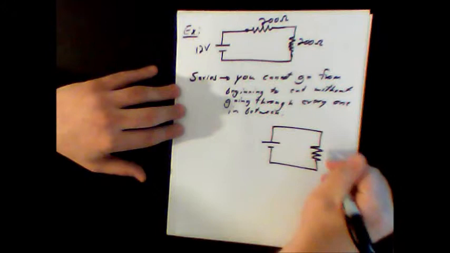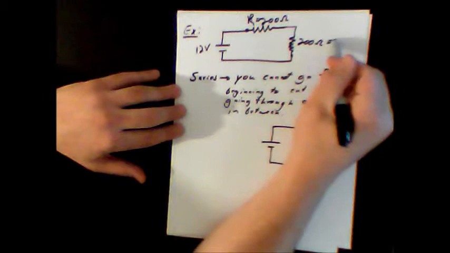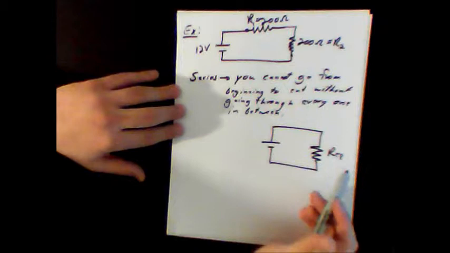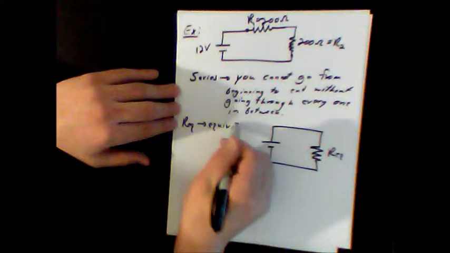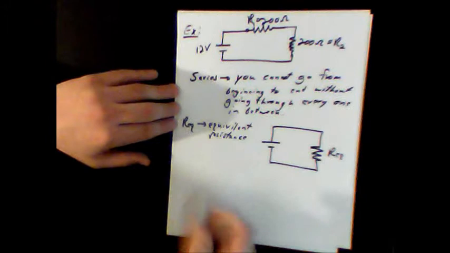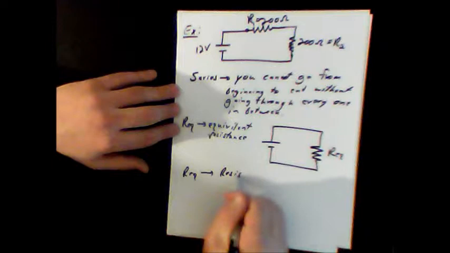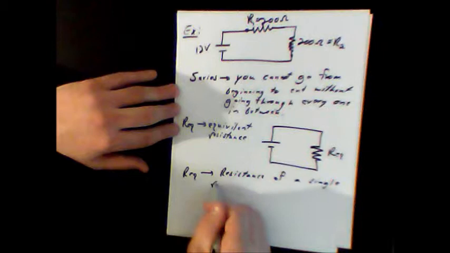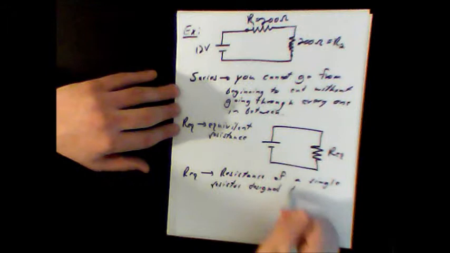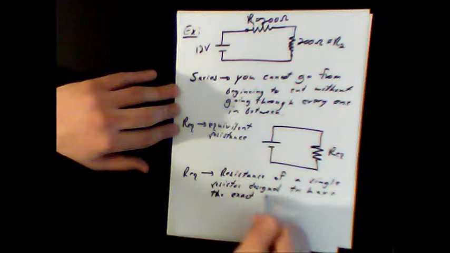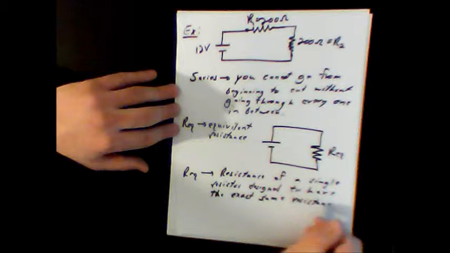For the sake of argument, let's call this R1, and let's call this R2. Okay? And we need to figure out what's this. Why did I call it Req? Req stands for the equivalent resistance. And let's get a definition for that really quick. The equivalent resistance is the resistance of a single resistor designed to have the exact same resistance as multiple resistors.